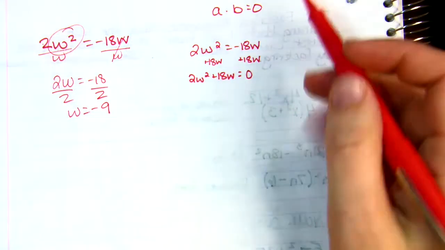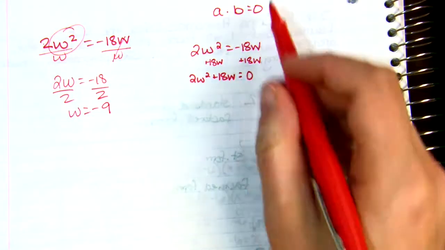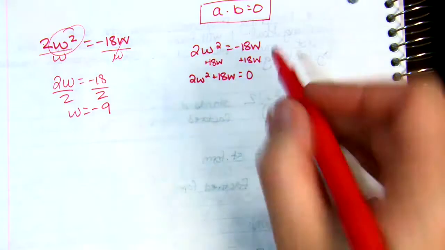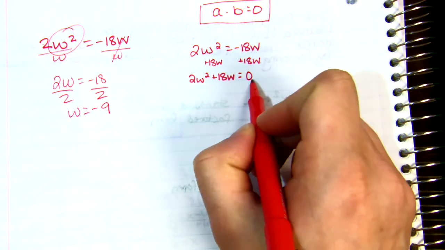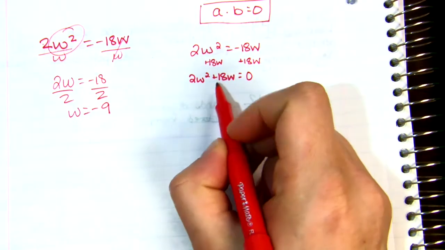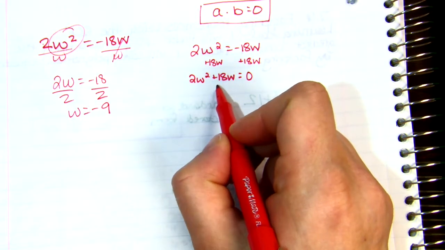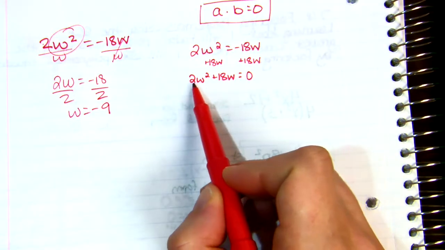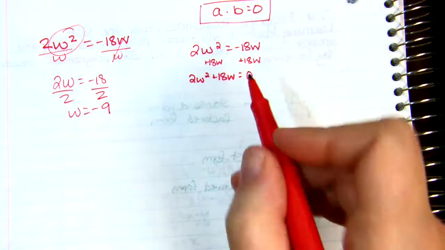And that's what I'm trying to do. I want 0 on one side, because then I can use this zero product property up here. So if these two things together equal 0, then I'll be able to solve this. But you'll notice I'm adding them, not multiplying them, so I can't use this zero product property. Instead, I need to factor this first.